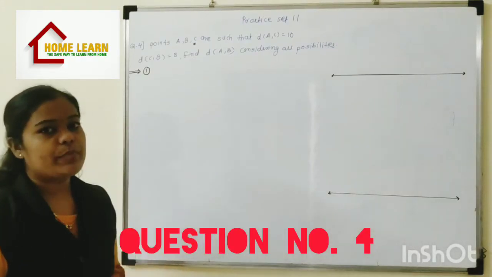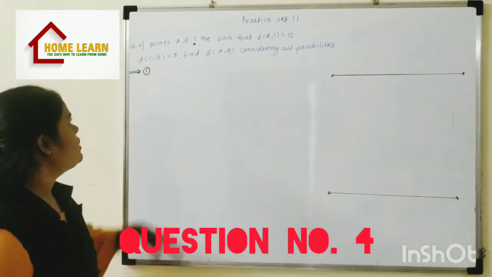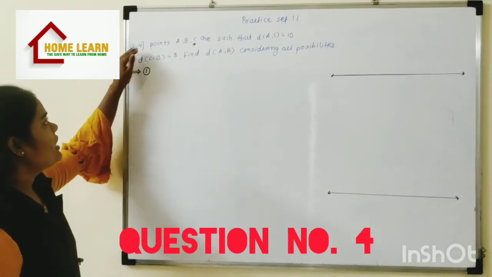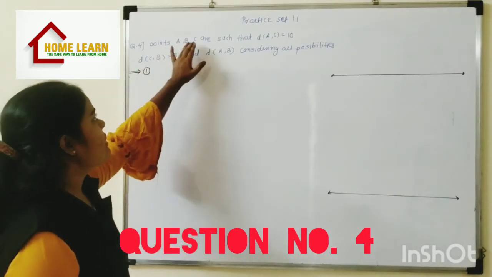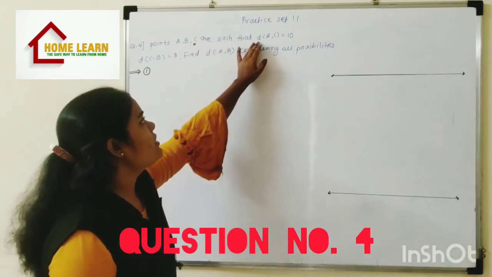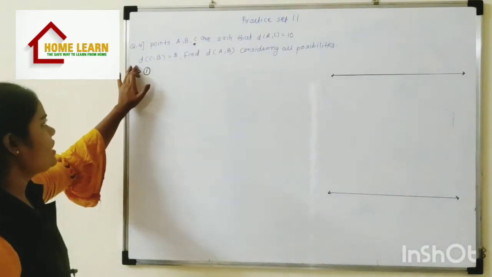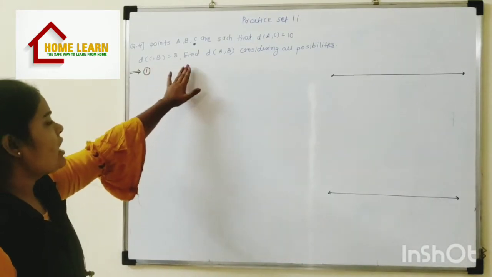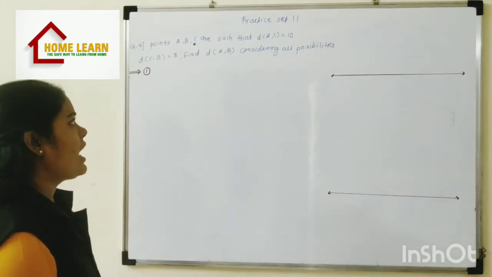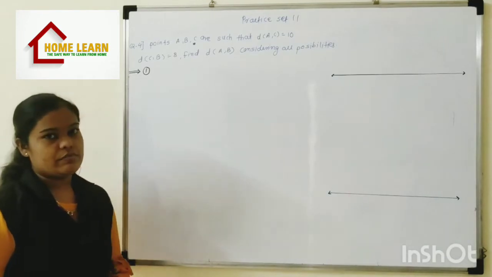Question number 4 of practice set 1.1. See here, in question number 4, they have given some points A, B, C, such that the distance between points A and C is 10 units, the distance between points C and B is 8 units, and we have to find the distance between A and B considering all possibilities.